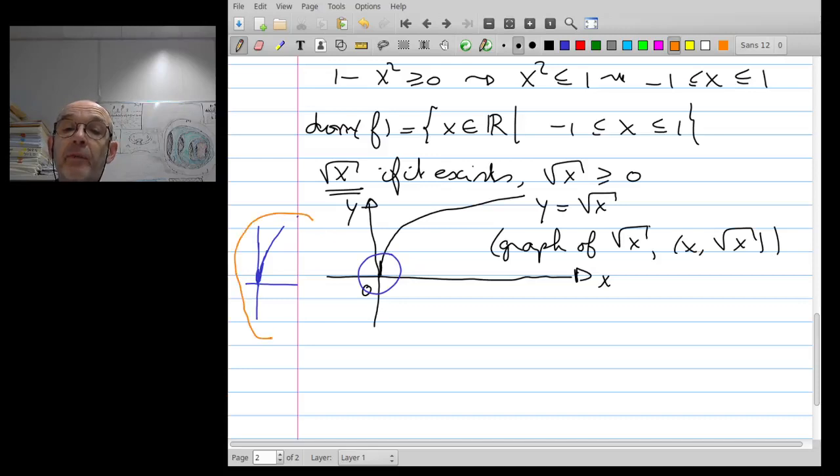So it is tangent to the y-axis. And further on, that function goes to infinity. The square root of x keeps increasing, and if you let x go to infinity, then y also goes to infinity.